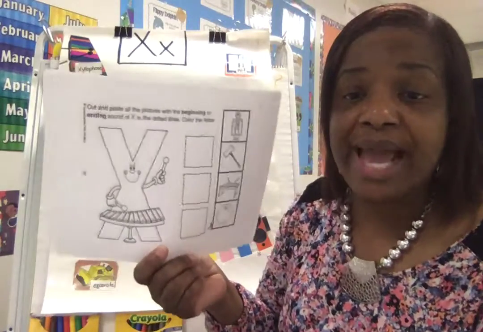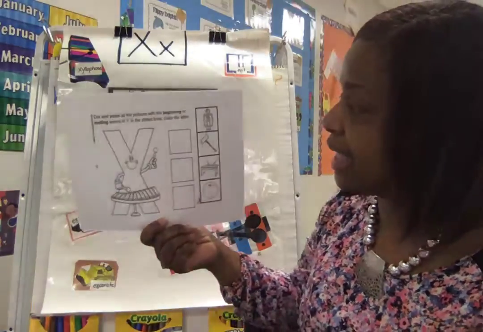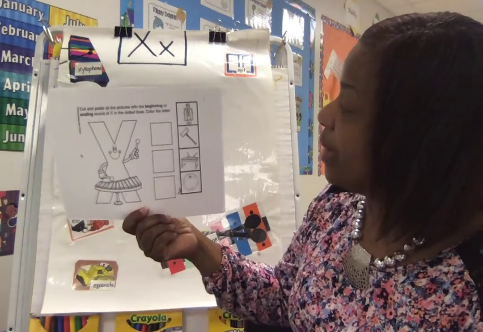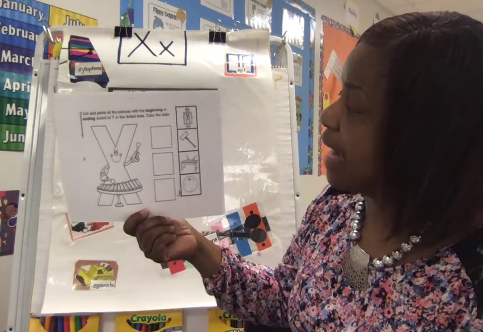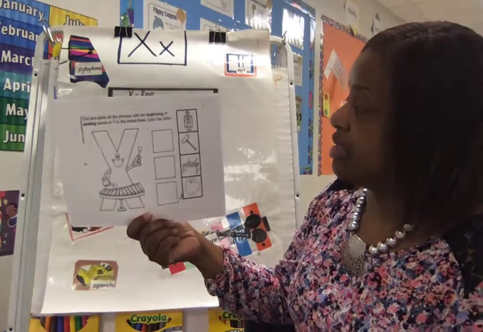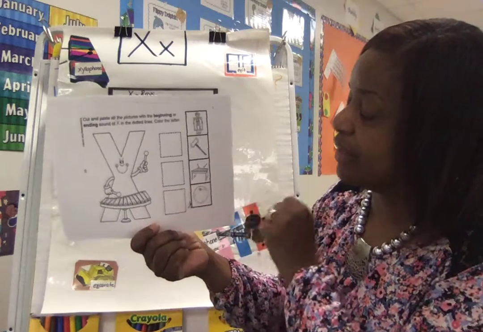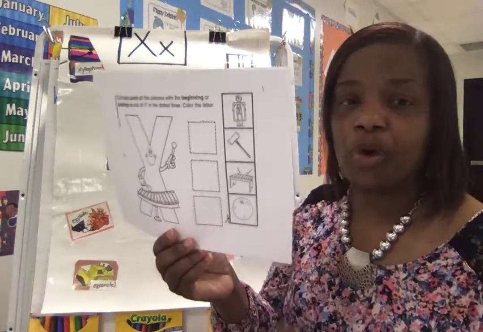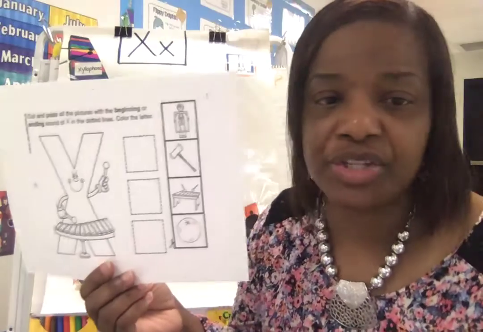Great job. Your last activity for the week, you have a big letter X. X is on the xylophone. Remember we said xylophone starts with the letter X. It sounds like the Z sound, but it's a xylophone. You have 4 pictures, but only 3 begin with the letter X or end with the letter X. So you have X-ray, axe, xylophone, and orange. I hope you heard one that didn't really have any parts to do with an X.